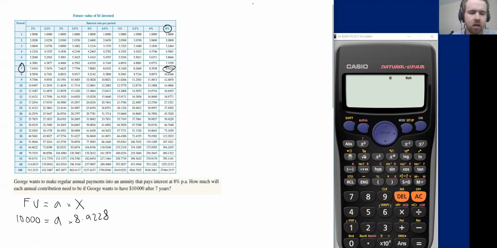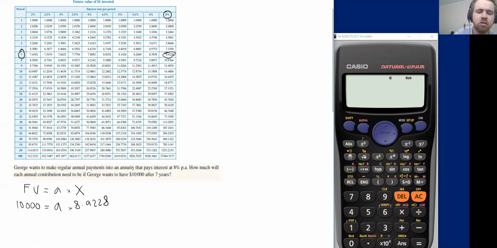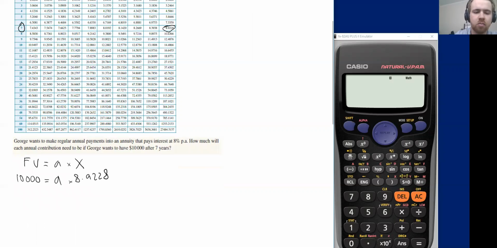8.9228 is our value for X. Now, if we want to find A, we need to rearrange this equation, divide both sides by 8.9228. So it becomes 10,000 divided by 8.9228 equals our annual contribution that we're going to have to make.